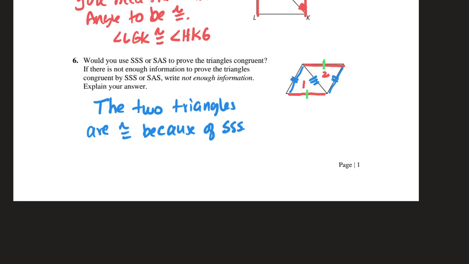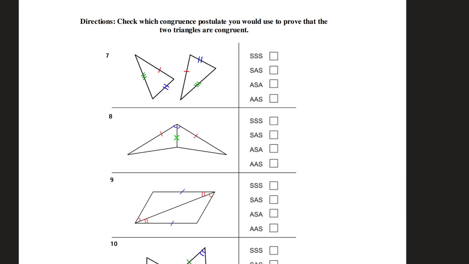And you have to give a reason because the corresponding sides are congruent. Directions: check which congruence postulate you would use to prove the two triangles congruent. For number 7, you notice that we have two triangles and corresponding sides that are congruent. So this will definitely be side, side, side. The others will not be used.